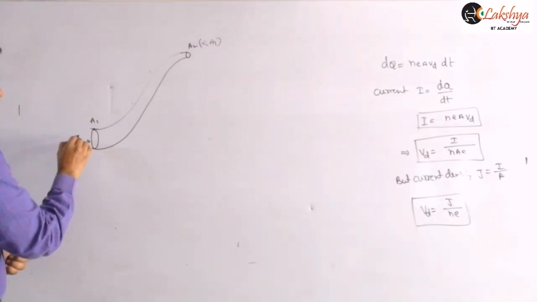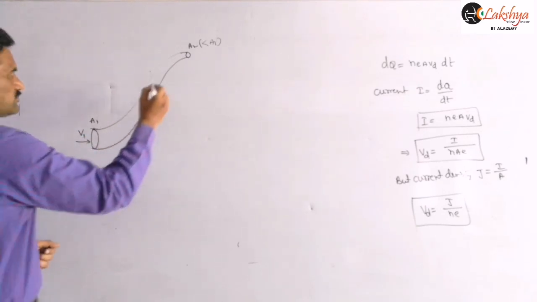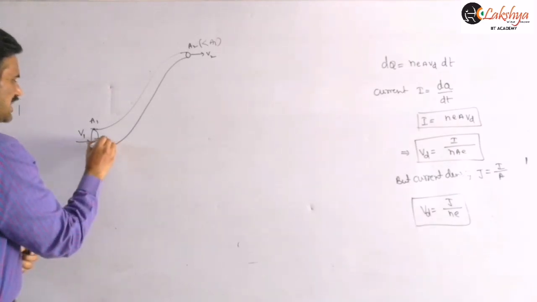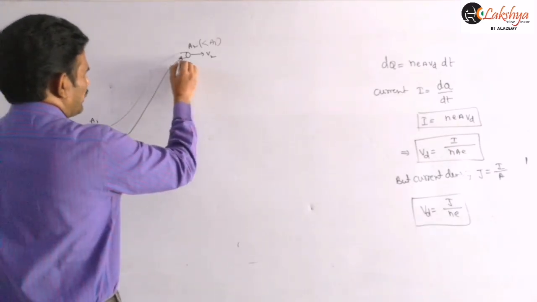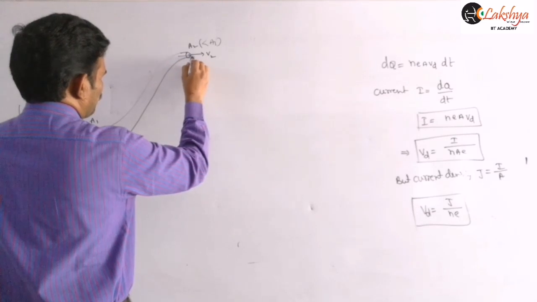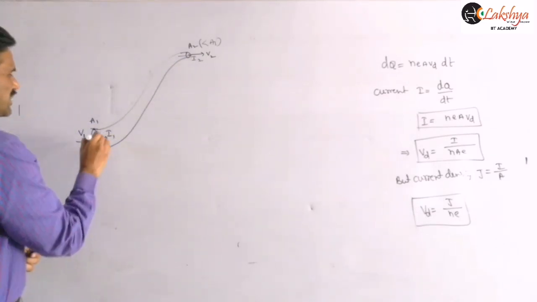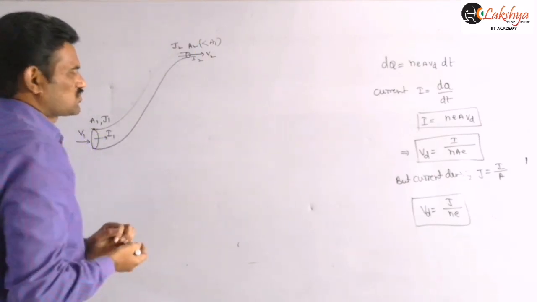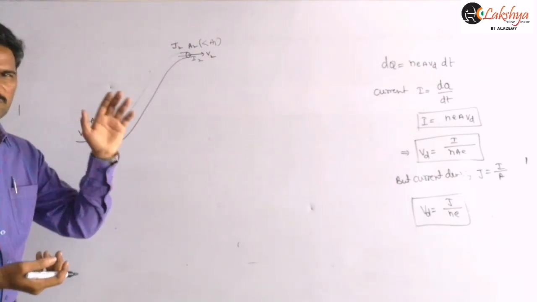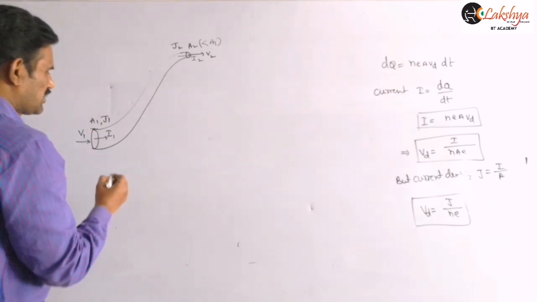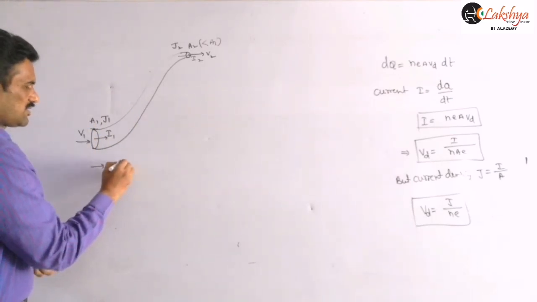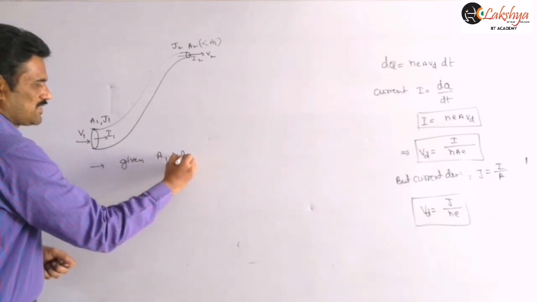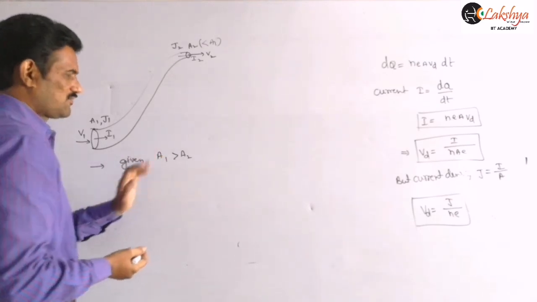Suppose here I am taking the drift velocity as V1, and here the drift velocity is V2. And suppose the current flowing here is I1, then the current here is I2 I am assuming. And similarly, suppose a current density J1 here, and here current density J2. So we need to write all the relations between those parameters. So given A1 is greater than A2, right? That is a given value.